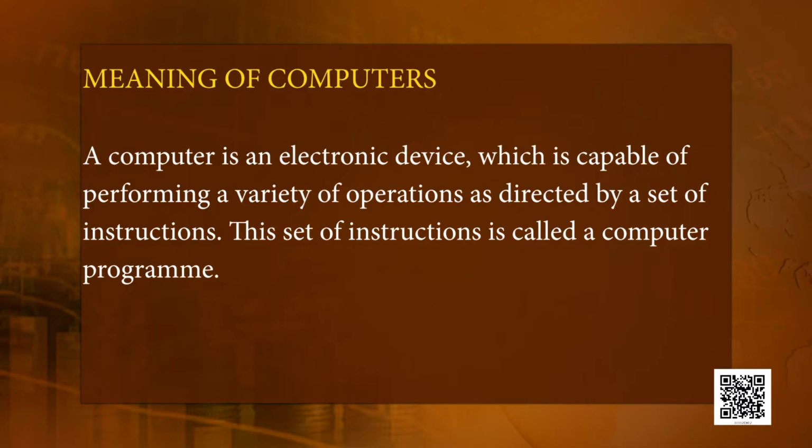So let's start with the meaning of a computer system. A computer is an electronic device which is capable of performing a variety of operations as directed by a set of instructions. This set of instructions is called a computer program. We will discuss more about the computer program later in this lecture. Now first, we need to know what is the significance of computers in our lives.